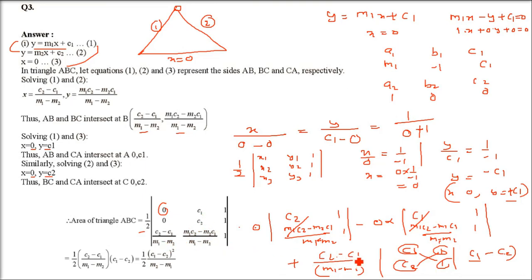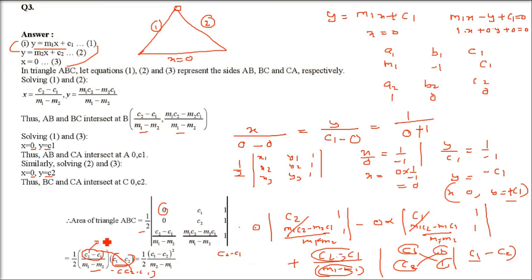Or you can take C1 minus C2 and convert it into C2 minus C1, taking minus outside. This works both ways. So we have C2 minus C1 and M1 minus M2 in the denominator. If I am taking negative, I have to do something, so I am taking negative outside. So it will be C2 minus C1 times C2 minus C1, which is C2 minus C1 whole square.